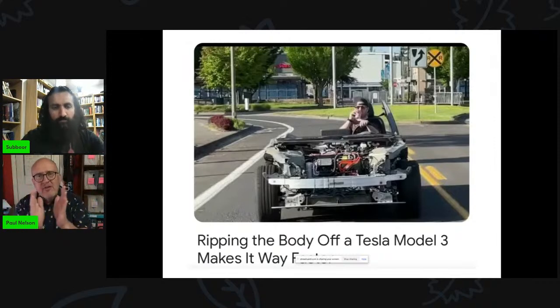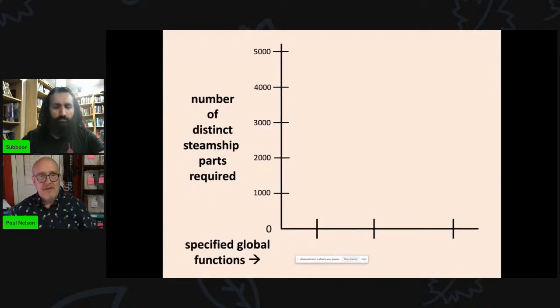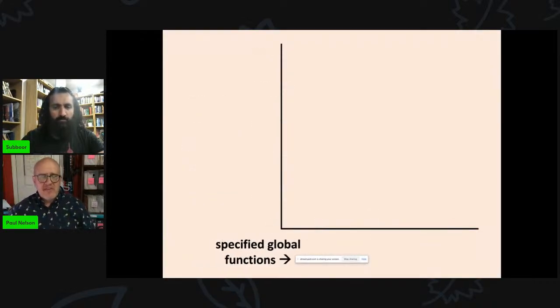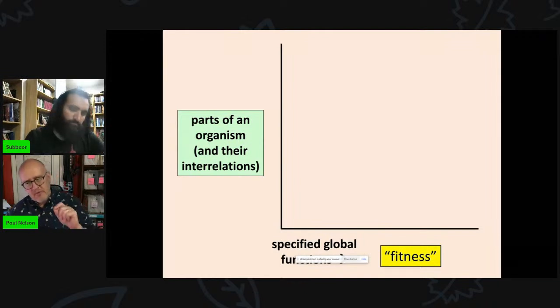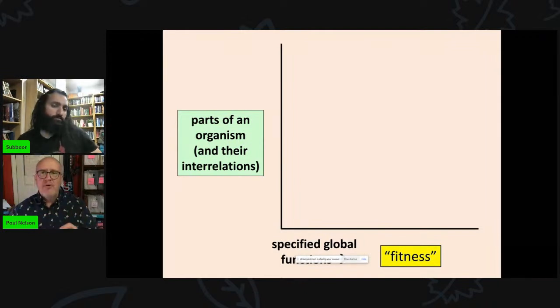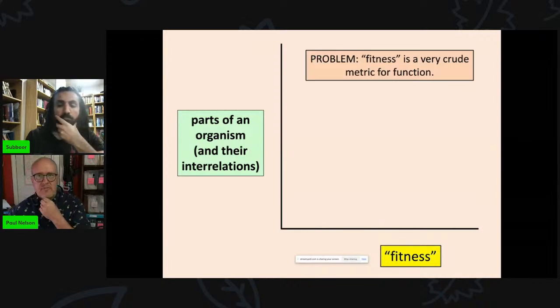So as you define your global selected effect or your selected effect function, the parts and their interrelations that are relevant to that will change dramatically. Okay, let's segue to biology now and take this notion of fitness. On our horizontal axis, that's fitness defined in terms of reproductive output. That is our selected global or our selected effect function. And then again, on the vertical axis, the parts, although in this case, it's going to be the parts of an organism and their interrelations.